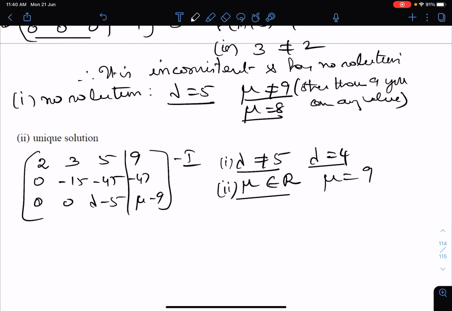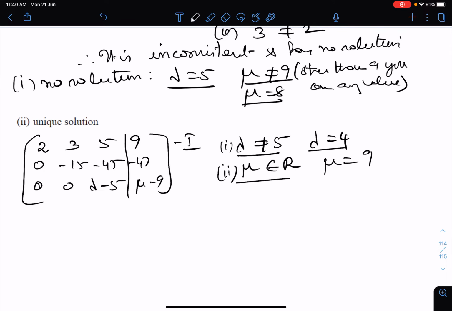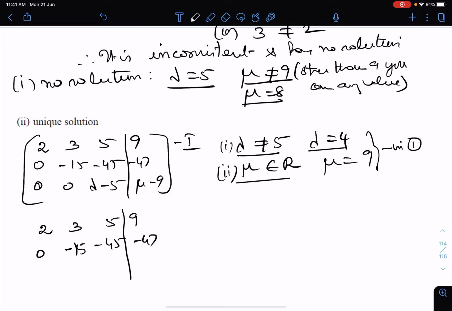For that we are taking the values. Substitute these two in equation 1. When you substitute, you get 2, 3, 5 and 9; 0, minus 15, minus 45 and minus 47, drop the line; 0, 0, lambda equal to 4 minus 5, you get minus 1, and 9 minus 9 you get 0. Now what are the non-zero rows?